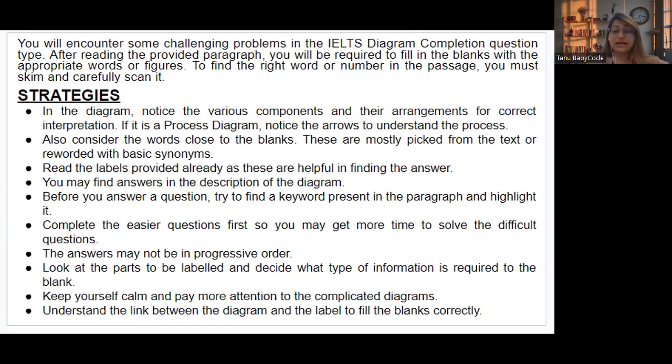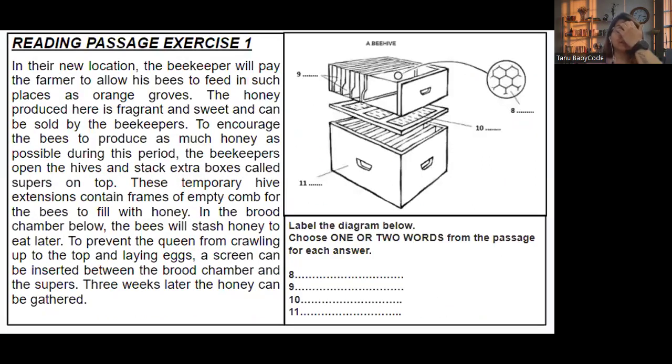Okay, so let's start this. This is a passage, and on the right side, you can see the diagram, and you have to label four parts: 8, 9, 10, 11. So, first, analyze. See this. This eighth one is something here on the ninth one, right? This is basically a beehive. The 10th one is something in the middle of upper and lower part. And the 11th one is the bottom part, right? So make sure when you read, you will be carefully examining the bottom, the middle, and the upper part.